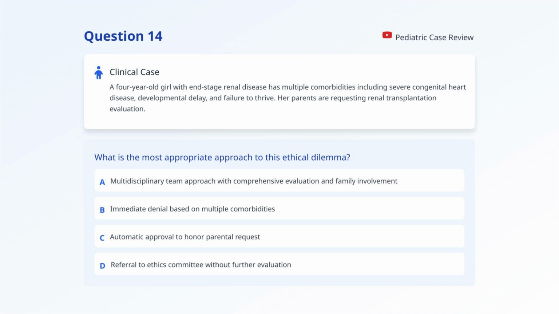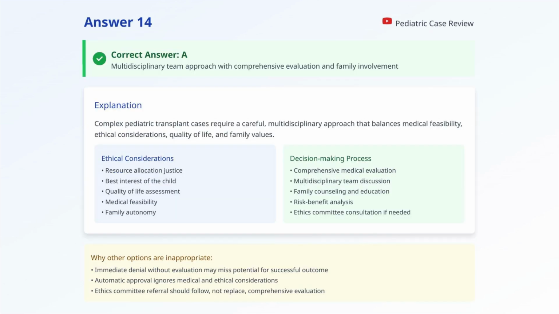Option A, multidisciplinary team approach with comprehensive evaluation and family involvement. Option B, immediate denial based on multiple comorbidities. Option C, automatic approval to honor parental request. Option D, referral to ethics committee without further evaluation. The correct answer is A, multidisciplinary team approach with comprehensive evaluation and family involvement.